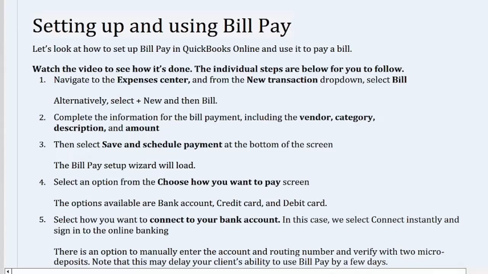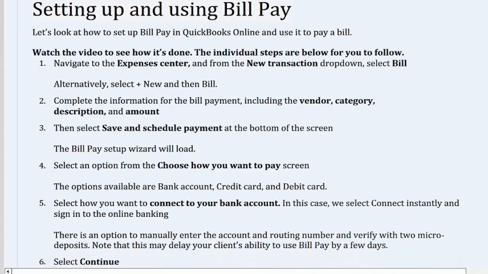At the bottom of the screen, the Bill Pay Setup wizard will load. Select an option from the Choose How You Want to Pay screen. The options available are bank account, credit card, and debit card. Select how you want to connect to your bank account. In this case, we select Connect Instantly and sign in to the online banking.